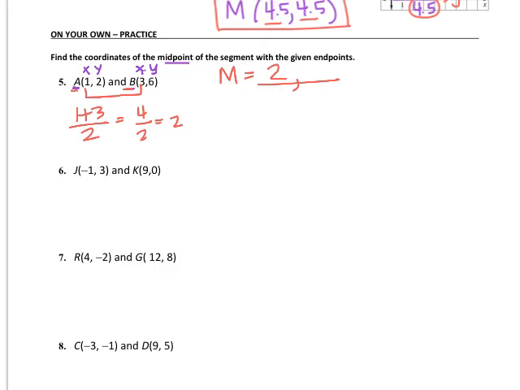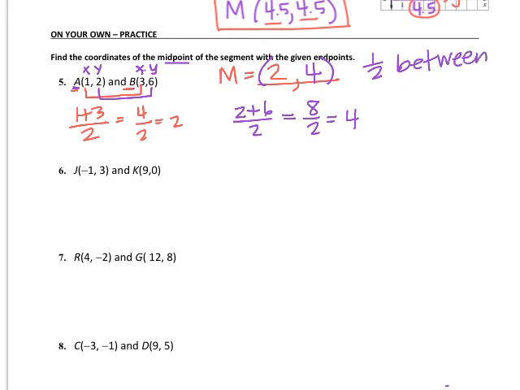Now I also have to do that for my y values because remember point M has an x and a y, so I'm going to take my 2 and my 6 and divide those by 2, and I get 8 divided by 2, which is 4. Okay, so now I have my ordered pair for point M, which is the midpoint. Remember, point M is halfway between the 2 points that I've been given.